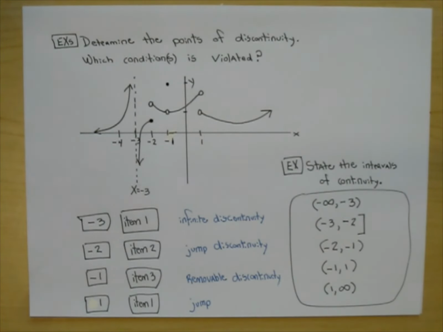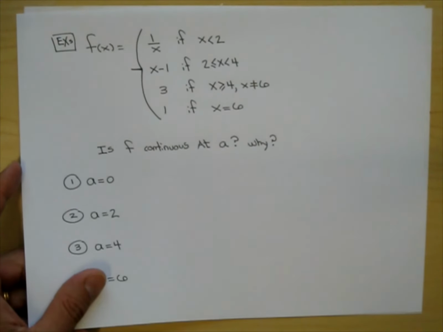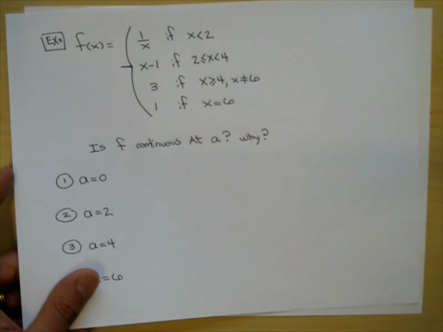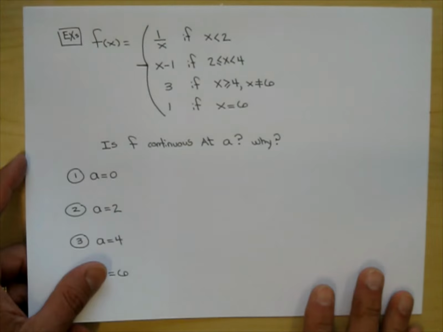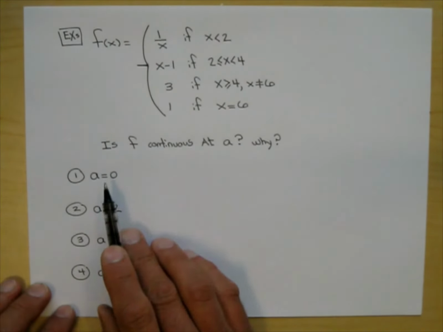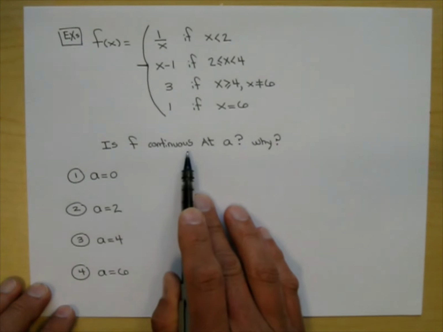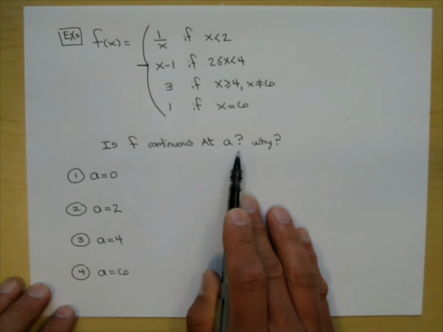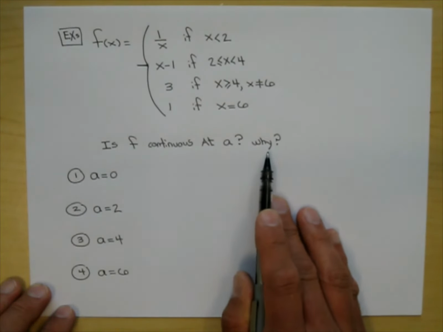Okay, let's go ahead and do another problem, and they're going to ask the same thing. Is this continuous? Well, it will be a little bit different, but it's all about continuity. So we have a piecewise defined function or a branch function, and they have 4 questions here. Is f continuous at A? And why?